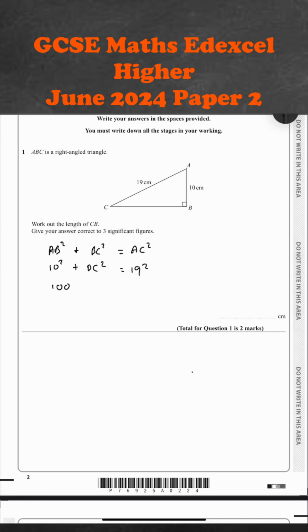So 10 squared is just 100. 19 squared, which I'll just do on my calculator, is 361. Therefore, BC squared is 261. Therefore, BC, which is the same as CB, it's what they're calling it in the question. I'll do it on my calculator. Square root of 261 is just 16.155. And the question wants it in 3 significant figures. So our answer is going to be 16.2.